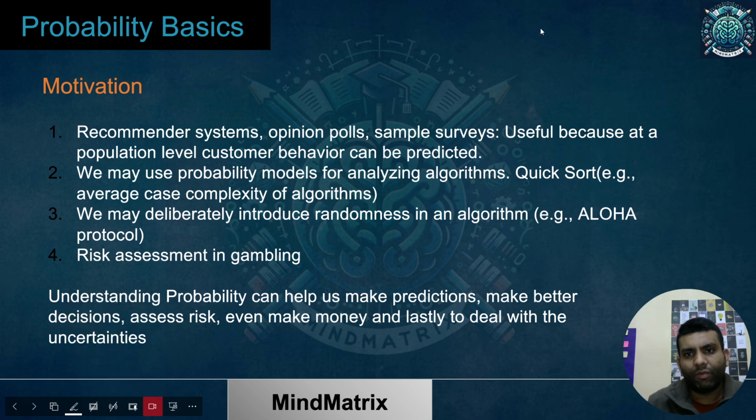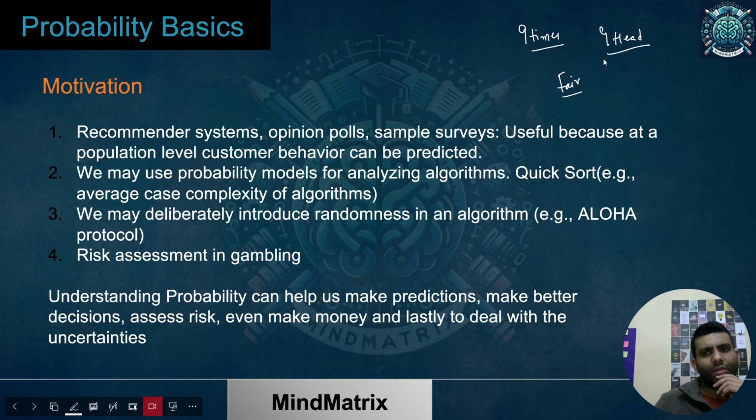So let's say we have tossed 9 times, and we got 9 heads only, and we know that the coin was fair. Okay, the coin was fair. We already know that.